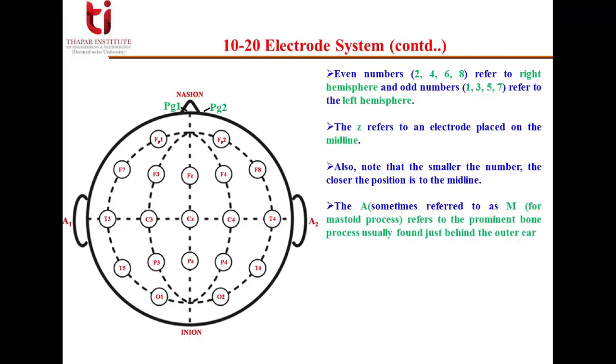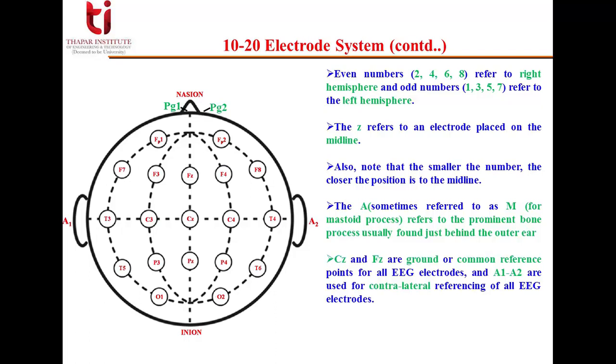The A, sometimes referred to as M, is the prominent bone process usually found just behind the outer ear. CZ and FZ are ground or common reference points for all EEG electrodes, and A1, A2 are used for contralateral referencing of all EEG electrodes, mainly the unipolar electrodes. Nasion is a point between the forehead and nose. Inion is the bump at the back of the skull.